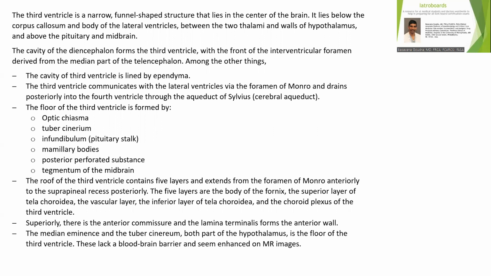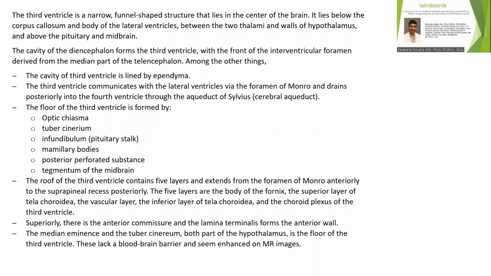The roof of the third ventricle contains 5 layers and extends from the foramen of Monro anteriorly to the suprapineal recess posteriorly. The 5 layers are the body of the fornix, the superior layer of the tela choroidea, the vascular layer, the inferior layer of the tela choroidea, the choroid plexus of the third ventricle.